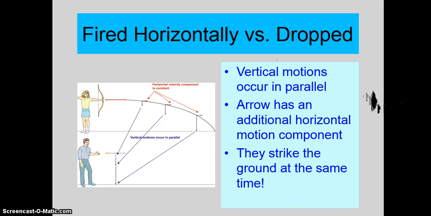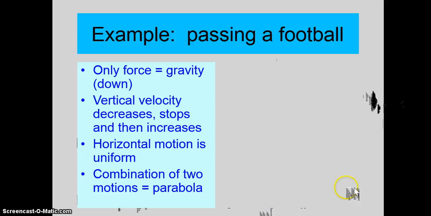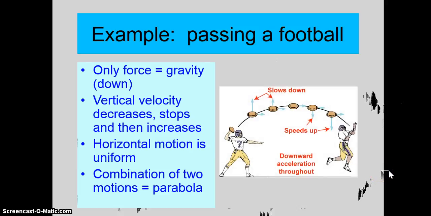But notice the horizontal arrows don't change. So here's a very typical demonstration that we would do in class, not with arrows, of course. If you had two arrows, let's say one dropped like this guy is doing right here, and one shot, both from the same height at the same time, they would actually both hit the ground at the exact same time, because vertically they're falling. One happens to be moving horizontally, but since the two motions are independent of each other, they both fall at the same rate.